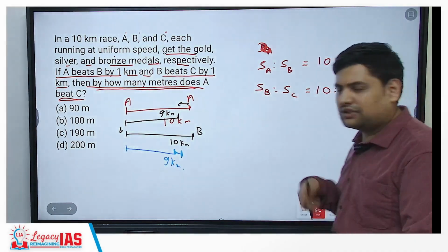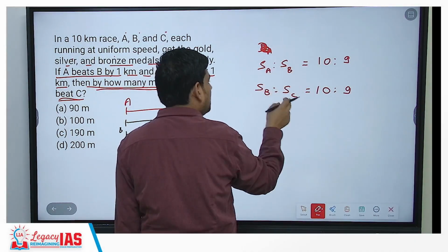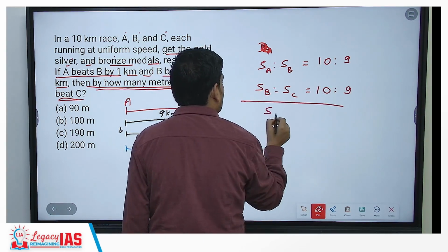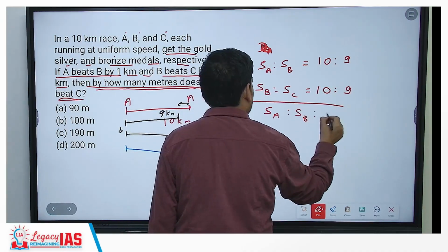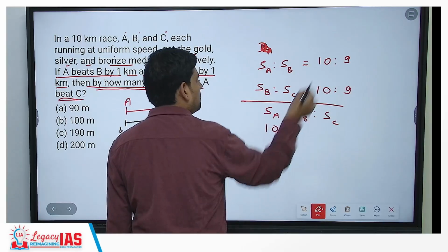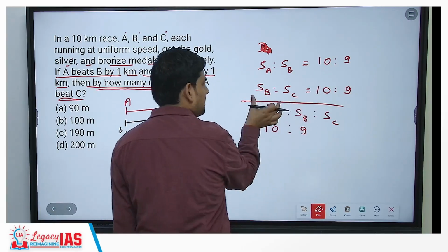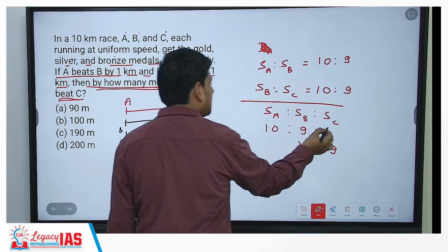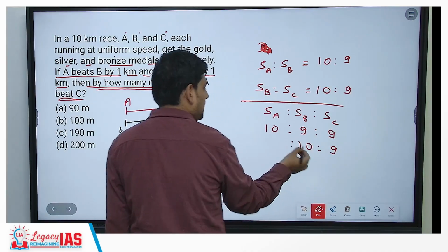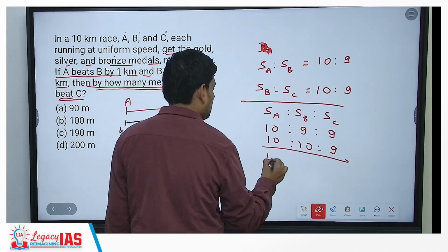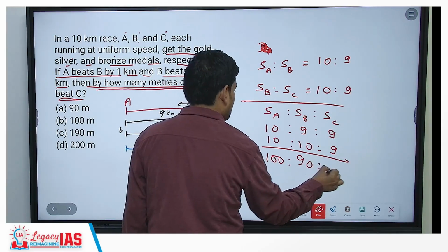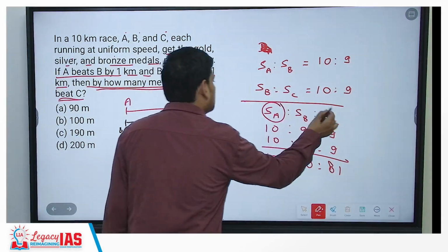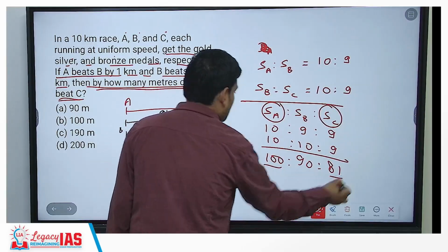So you have found both the ratios. Now you can simply find the ratio of speed of A and speed of C. How can you find it? Speed of A ratio speed of B ratio speed of C. You write the ratios like this: A to B is 10 ratio 9, and B to C is 10 ratio 9 again. Then whatever is in the neighboring place, you write there also. So you got 100 ratio 90 ratio 81. That means speed of A to speed of C will be 100 ratio 81.